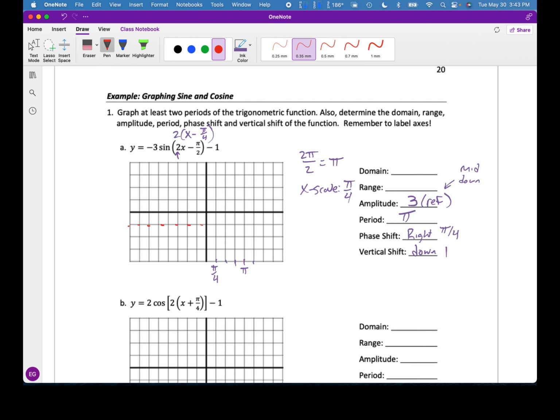So I'm going to go down 1, and I'm going to put little dotted lines, and then I'm going to go up and down the amplitude. So 1, 2, 3, put a little dotted line, down 3, 1, 2, 3, put a little dotted line.